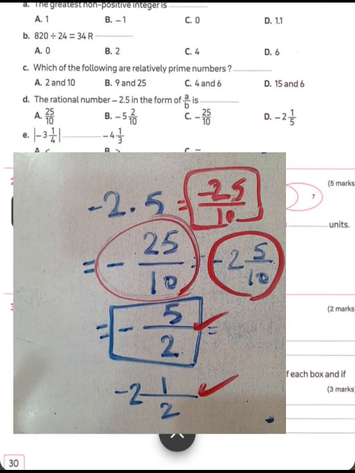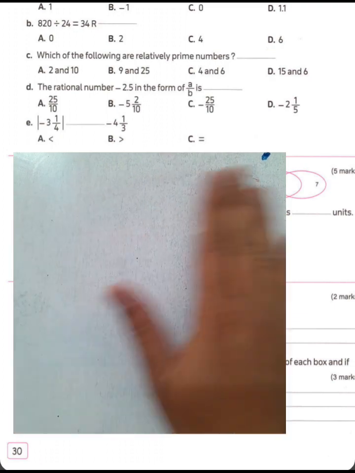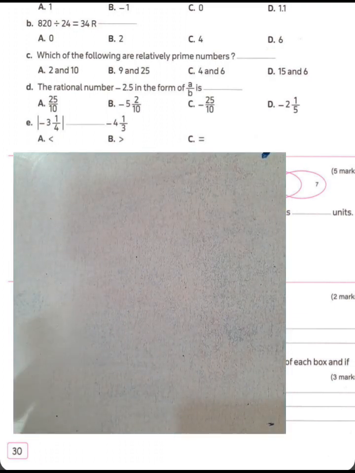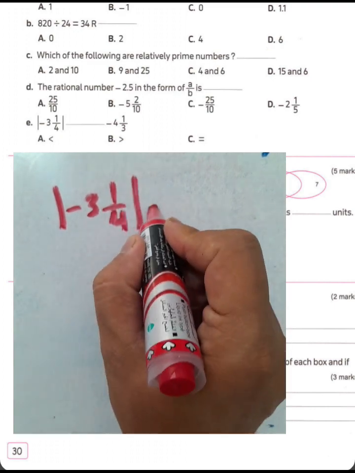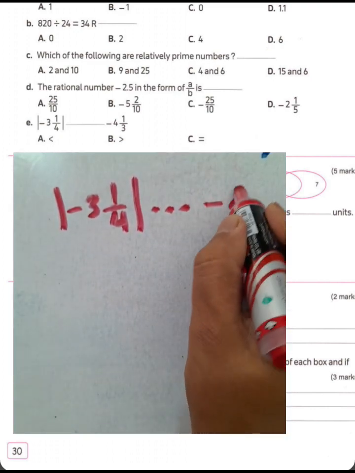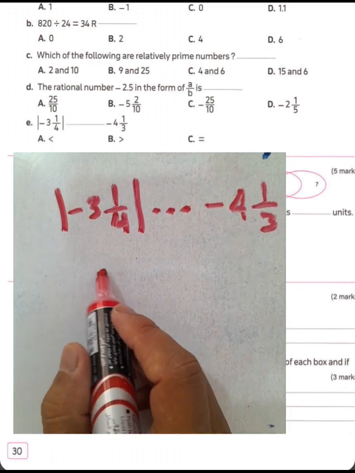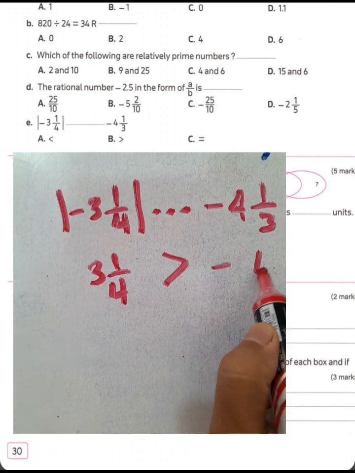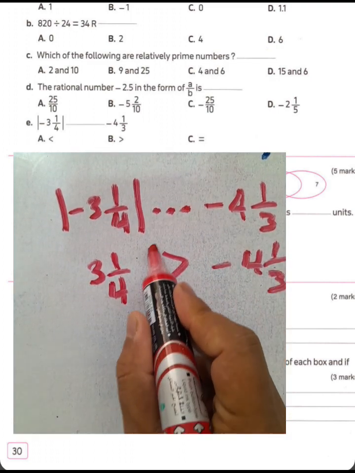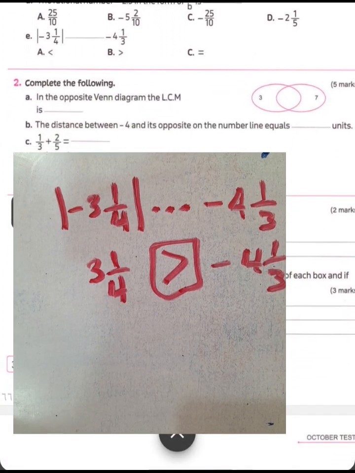Question letter E: comparing the absolute value of negative 3 and 1 over 4 and negative 4 and 1 over 3. These numbers will be positive. 3 and 1 over 4 is greater than 4 and 1 over 3 in the comparison stated. Choose letter B for question letter E.